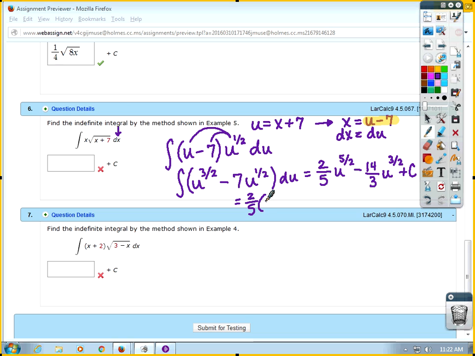Okay, and now we need to substitute our u back in. So 2/5 times x plus 7 to the 5/2 minus 14 over 3 times x plus 7 to the 3/2 plus c.